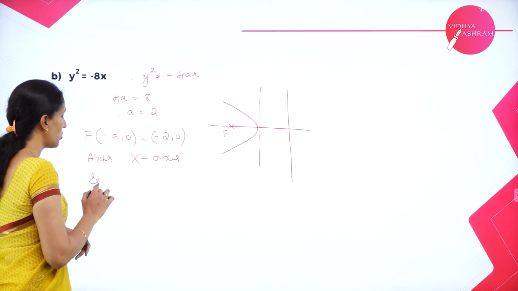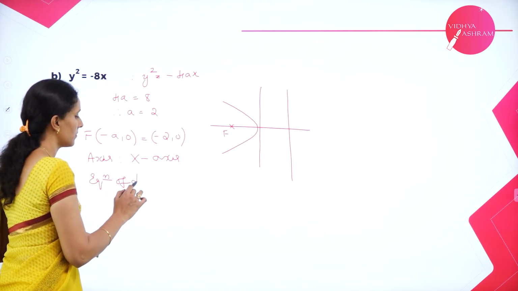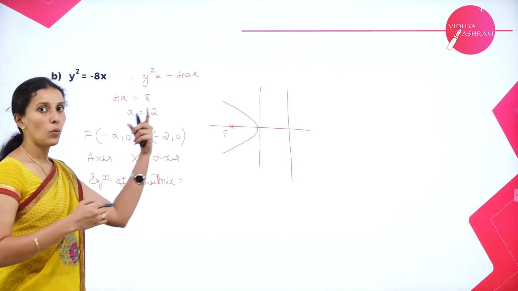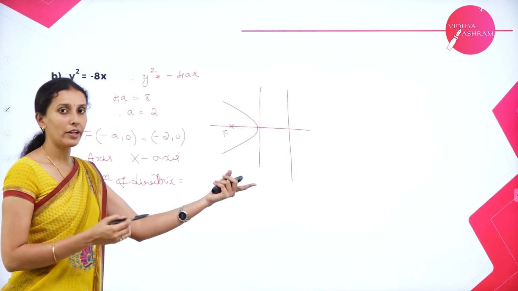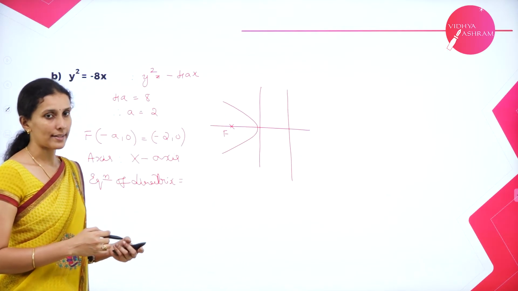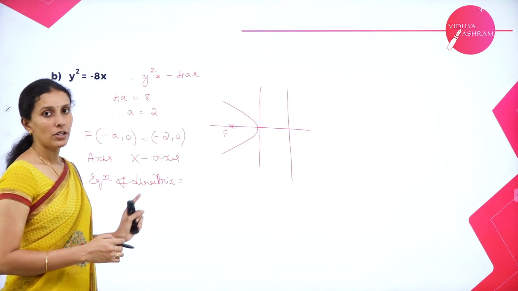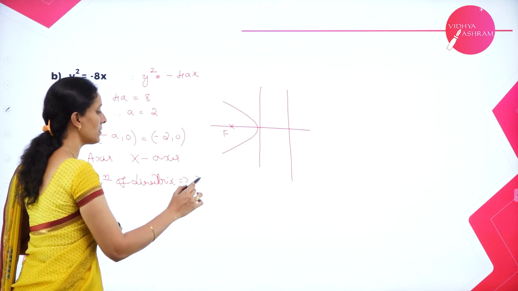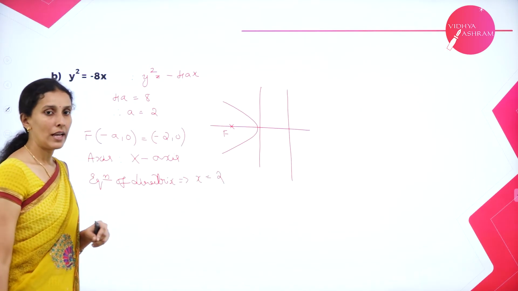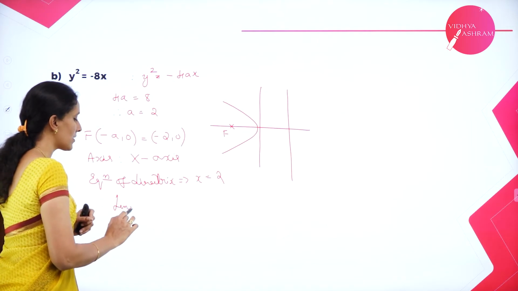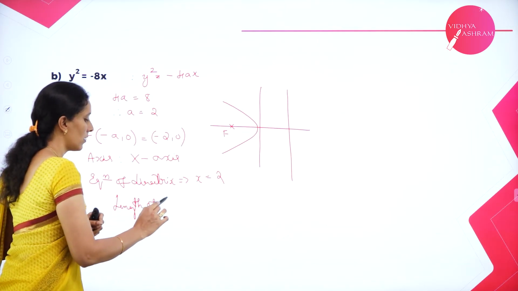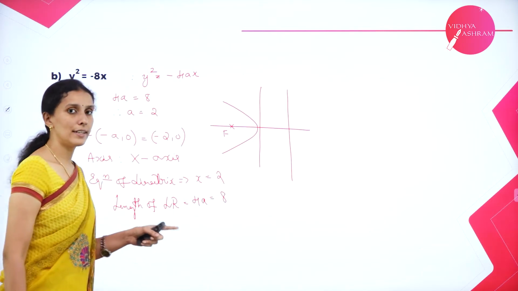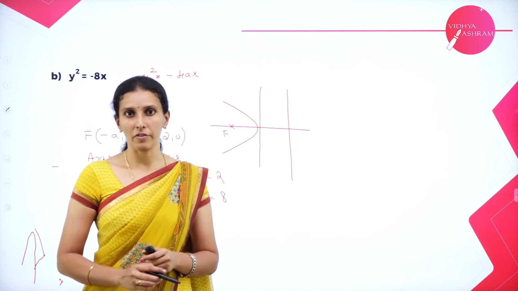And here the equation of directrix. If focus lies on one side of the coordinate axis, directrix lies on the other side of the coordinate axis. So here focus lies on the negative side, so directrix lies on the positive side at the same distance. So therefore the equation becomes x is equal to 2. Next, length of latus rectum. It is common for all. It is always equal to 4a. So therefore it is 8. Since it is a distance, you have to write only the positive quantity.